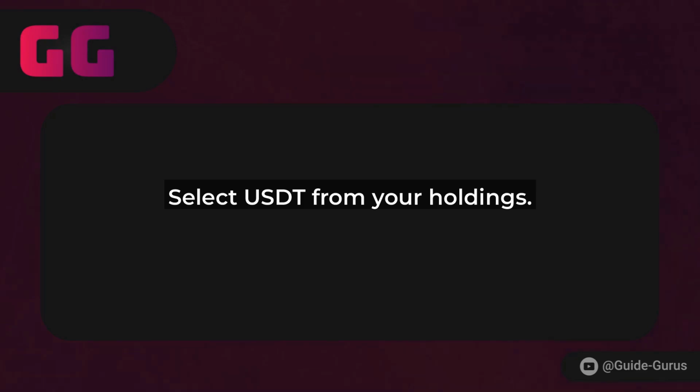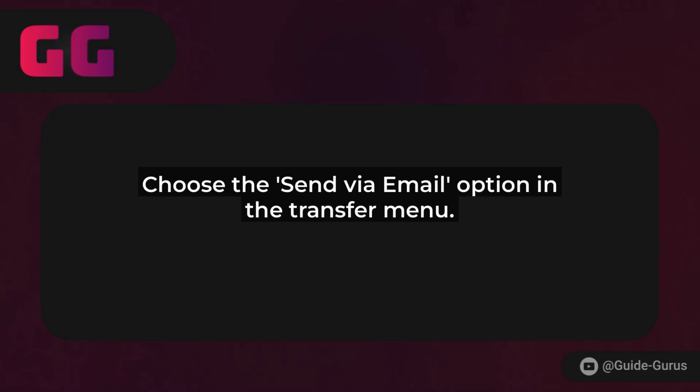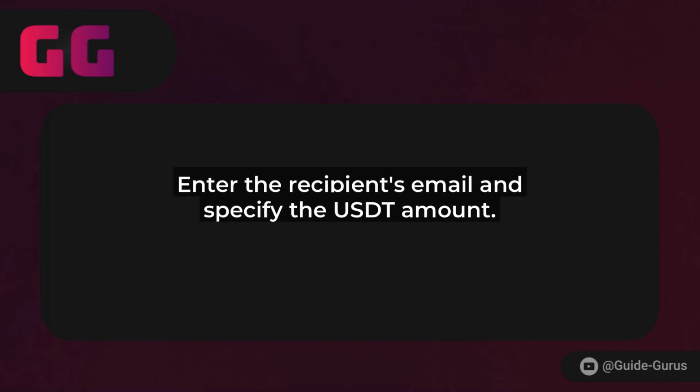Now, here's the cool part. In 2025, Binance has rolled out an email-based send feature for added convenience. Click on the Send or Transfer option, and you'll see a new choice for Send via email. Enter the recipient's email address carefully, double-check to avoid any mistakes. You'll also need to specify the amount of USDT you want to send and add a memo if required, which helps with tracking. Before you hit Confirm, review everything: the amount, the email, and any fees involved. Binance might charge a small network fee, so keep that in mind.